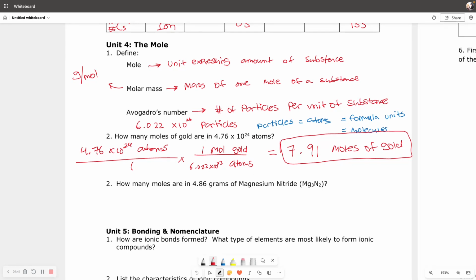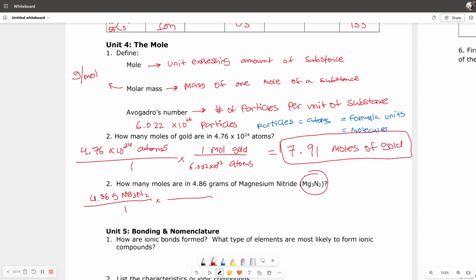Moving on. How many moles are in 4.86 grams of magnesium nitride? This is a question that a lot of people struggle with, but we got this. Always start with what you're given: 4.86 grams of Mg3N2, magnesium nitride, times sign, draw a line, all over 1, and we have to use molar mass.